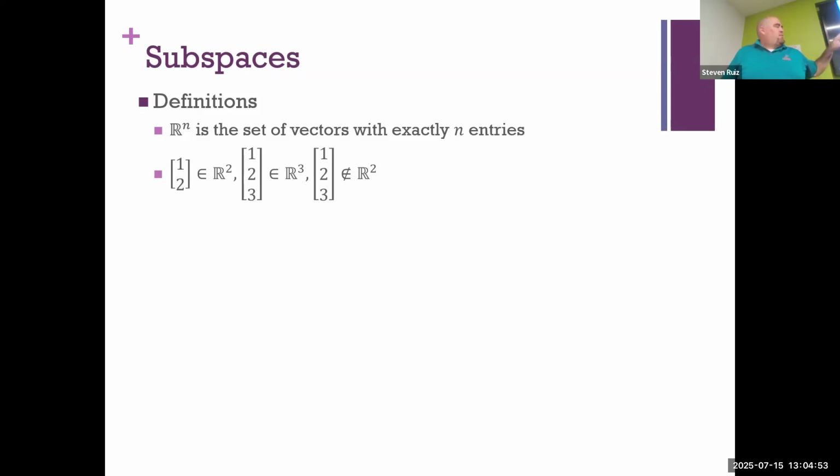Is this a symbol you've seen before, that pitchfork-looking thing? What this symbol really says is "an element of." The thing on the left of it is an element of the set on the right. So basically it shows membership. So 1, 2 is an element of R2 because 1, 2 is a vector that has 2 entries in it. 1, 2, 3 is a vector that has 3 entries in it. 1, 2, 3 is not a member of R2.